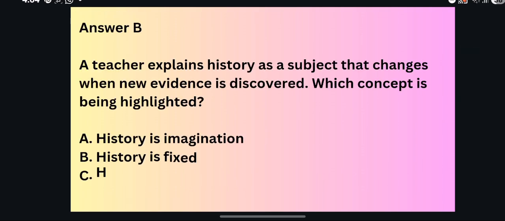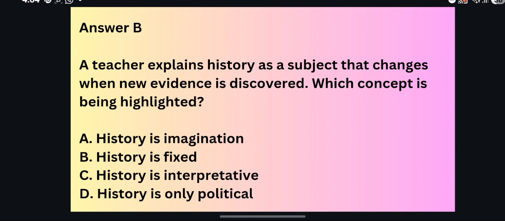Question 5. A teacher explains history as a subject that changes when new evidence is discovered. Which concept is being highlighted here? So, what was the teacher telling? The teacher tells that history as a subject changes when new evidence is discovered. Here, interpretative history is the focus. So, option C, history is interpretative, is the correct answer.